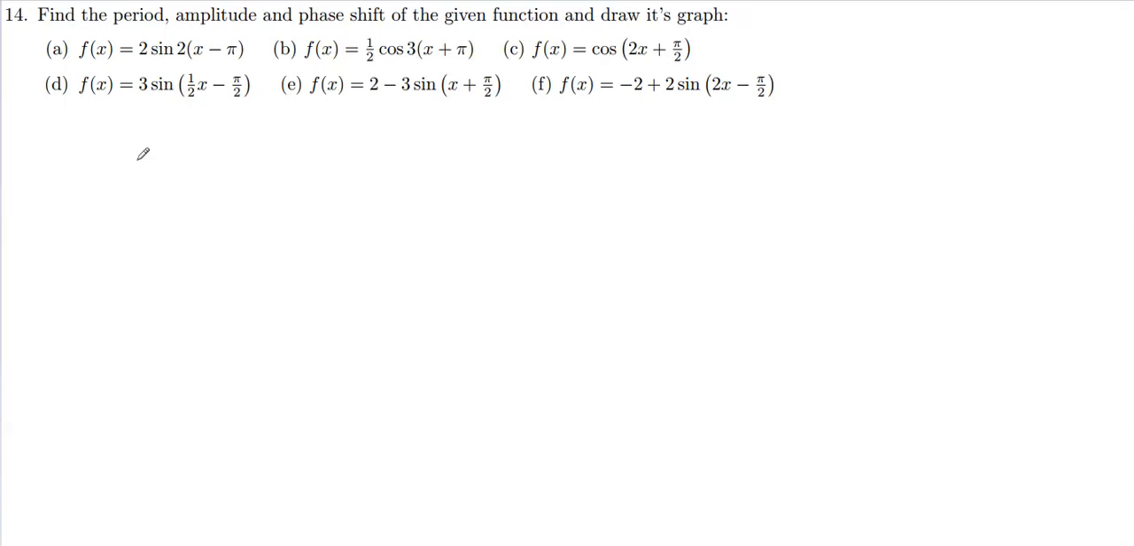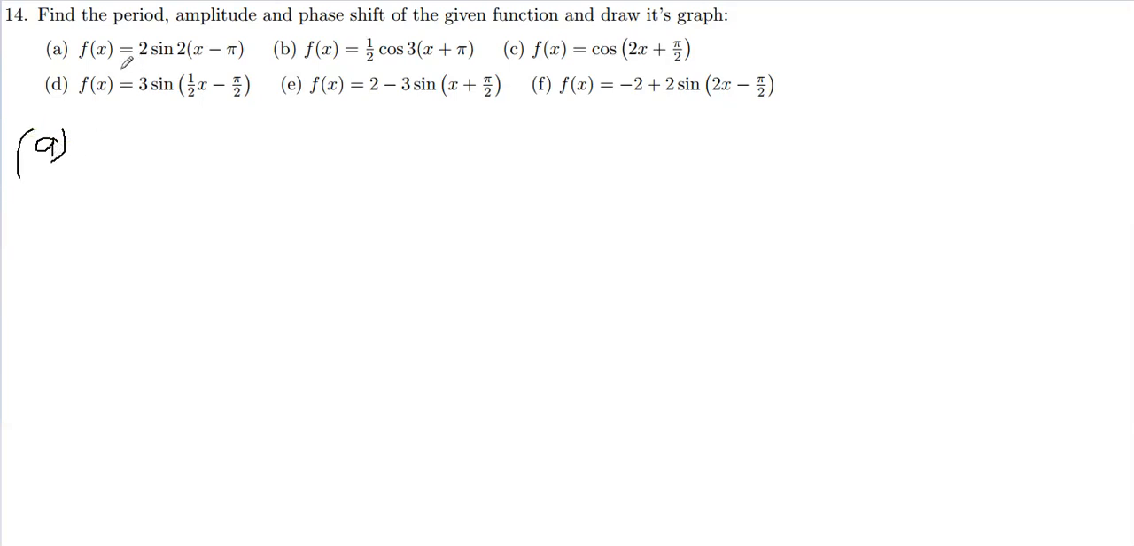So this is question 14. I'm not going to answer all the questions due to time, but if time allows me, I'm going to answer them all. I'll just pick some of the questions that seem to be difficult. I'll start with the first one, which is A.